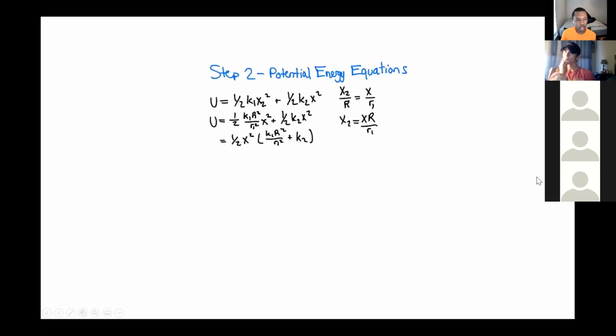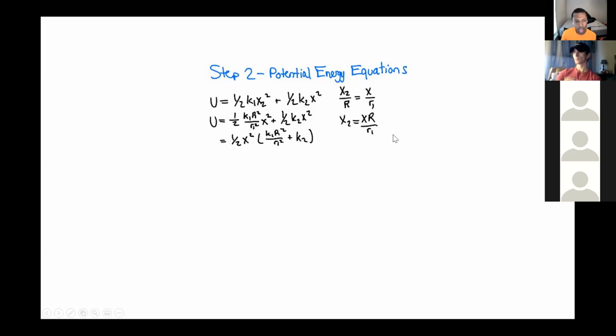For potential energy, we're going to want to look at the two components of our system that store potential energy. You have a spring towards the bottom, and you have a spring towards the top. Now that first spring, since there's no rotational motion, it's just kx squared. That second spring is related by, the x is related by radius 1, and the x2 is related by the big radius. So you'll have to solve for x2, plug that in, and then you can get your potential energy.